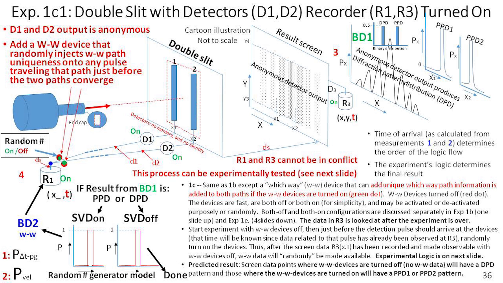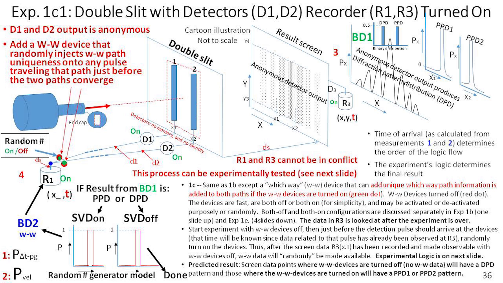This is 1C1. And now we have made a little change in the last one. We have added what I'm calling a which way data device that randomly injects which way path uniqueness into any pulse traveling that path just before the two paths converge. So I will be able to push a button or have a random number tell this little device to turn on or turn off.